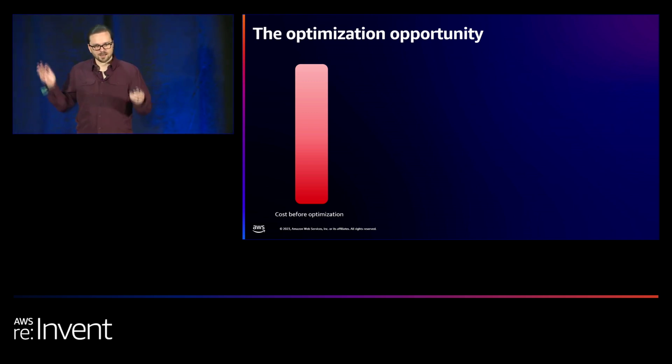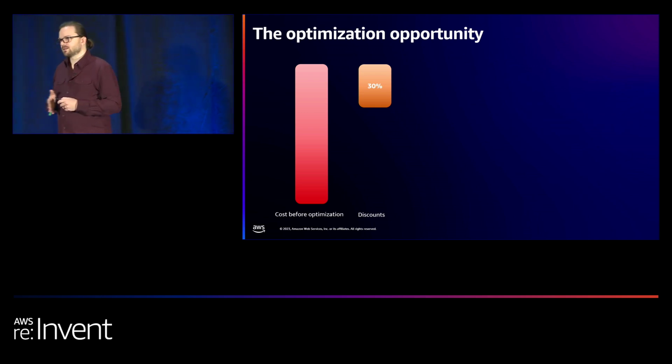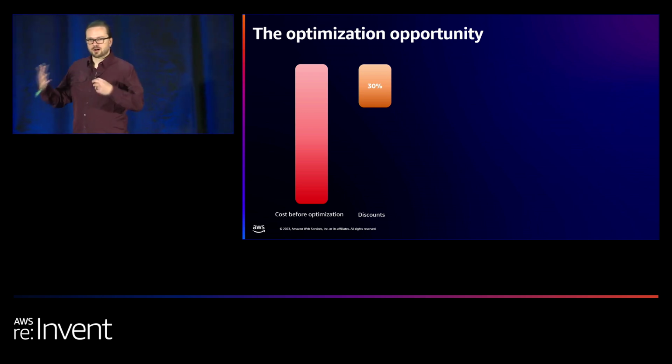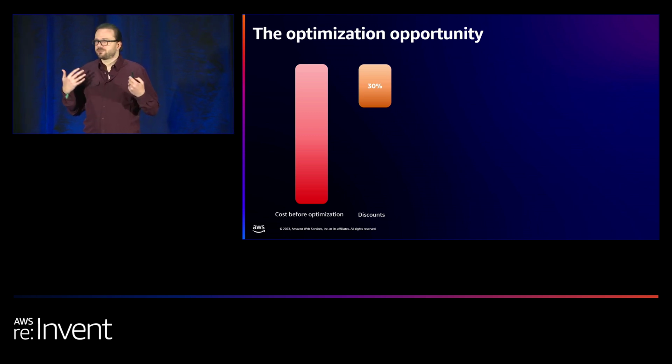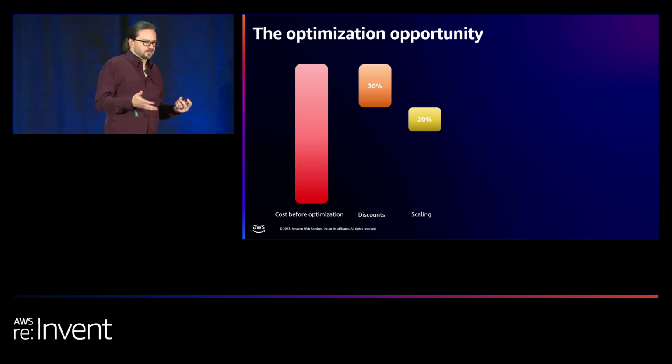Okay, so we're gonna take an AWS bill. We're gonna take a look at what happens when we apply discounts, reservations, savings plans, 3 years, 1 year, whatever kind of commitments you're comfortable with. Say we get an average of 30% savings from purchasing our discounts and applying them across all of our stateful workloads that are consistent.